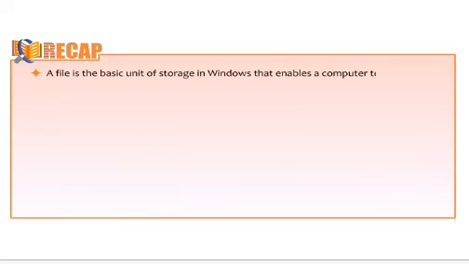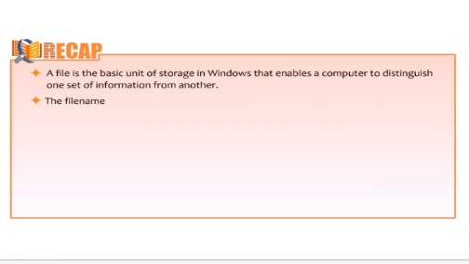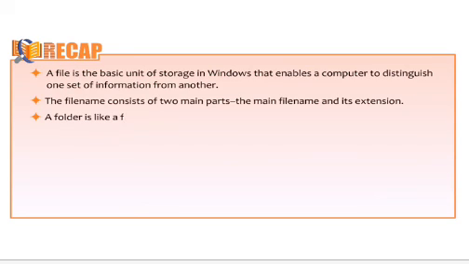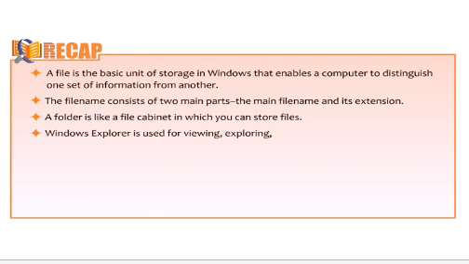Okay students, let us take a recap of this chapter. A file is the basic unit of storage in Windows that enables a computer to distinguish one set of information from another. The file name consists of two main parts, the main file name and its extension. A folder is like a file cabinet in which you can store files. Windows Explorer is used for viewing, exploring, and organizing files in a computer.